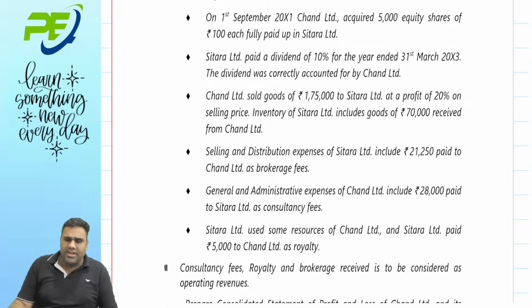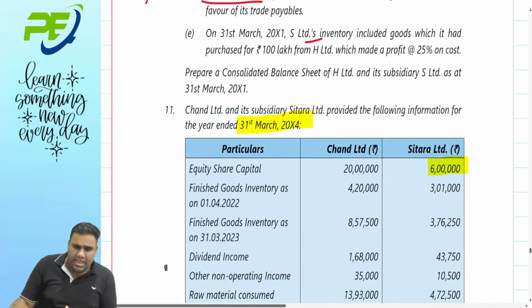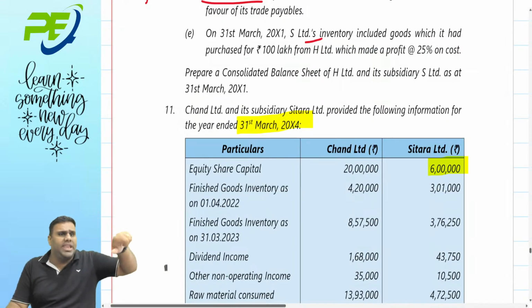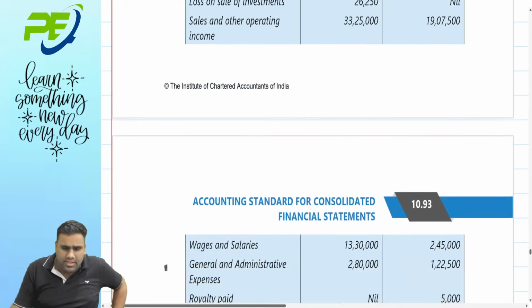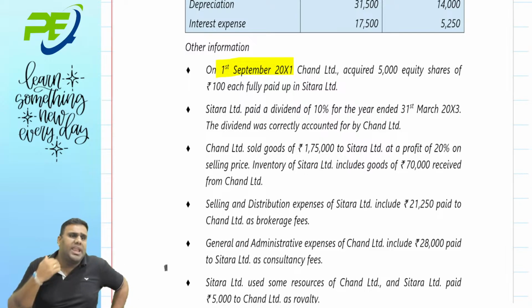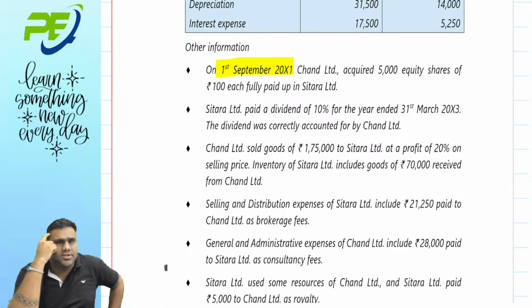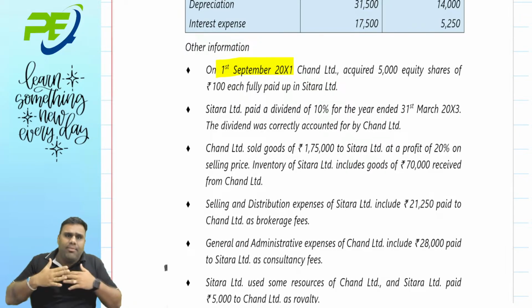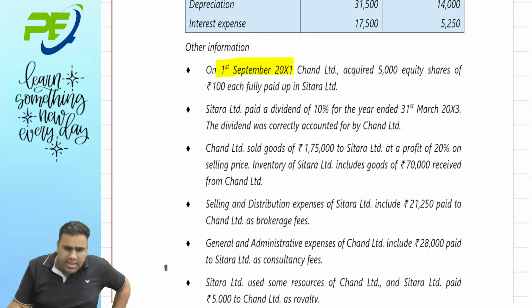Sitara Limited paid a dividend of 10% for the year ended 31st March 20x3. So it is for the period before we acquired. Oh, sorry, 20x1. So this dividend should be credited to P&L or should be reduced from the cost, because at that time I was the only owner.